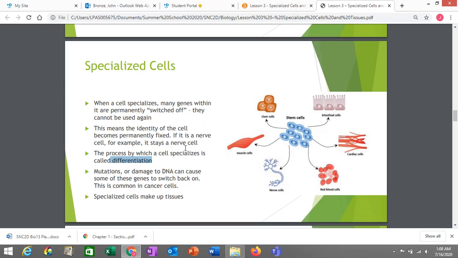So specialized cells, basically they're permanently fixed when they change from a stem cell to that cell. They're permanently fixed unless something goes wrong. And then when that thing goes wrong, you end up with probably harmful consequences, right?